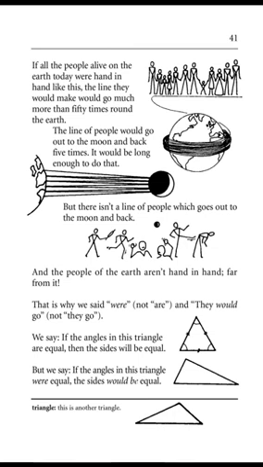We say, if the angles in this triangle are equal, then the sides will be equal. But we say, if the angles in this triangle were equal, the sides would be equal.